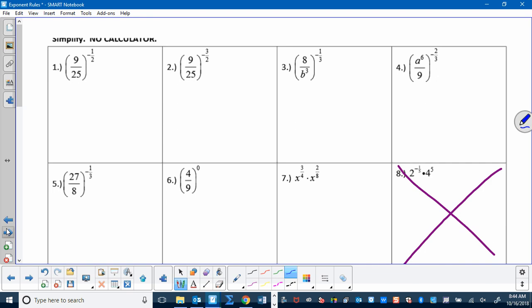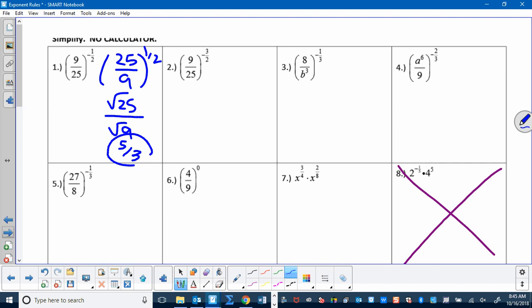Starting with number 1. If you have a negative on the outside, what should you do? Flip it. So now it's 25 over 9 to the positive 1/2, guys. You know this. What's the 1/2 power? Square root. Square root the top, square root the bottom. So the square root of 25 over the square root of 9 is what? 5 over 3.